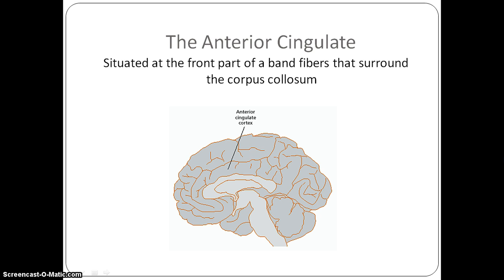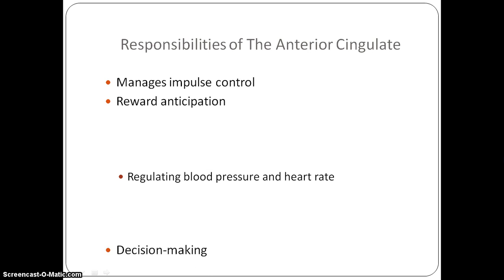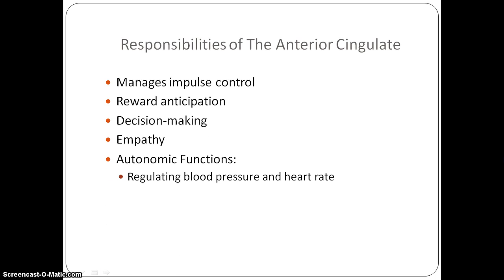And then we have the anterior cingulate, which is close to the corpus callosum. The corpus callosum is the middle part of the brain, a band of nerve fibers that separates the left and the right hemisphere, but it also sends signals and communication between the two hemispheres. Some of the responsibilities of the anterior cingulate: it deals with impulse control and also reward anticipation. So if we're performing a particular act or habit, the anterior cingulate would say to us, because you're doing this, this is the result you'll get.